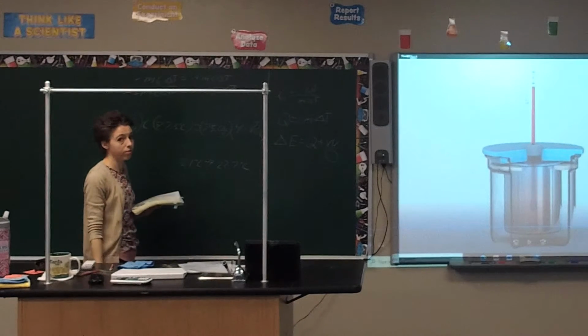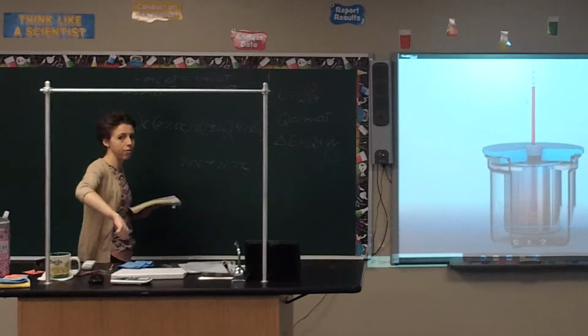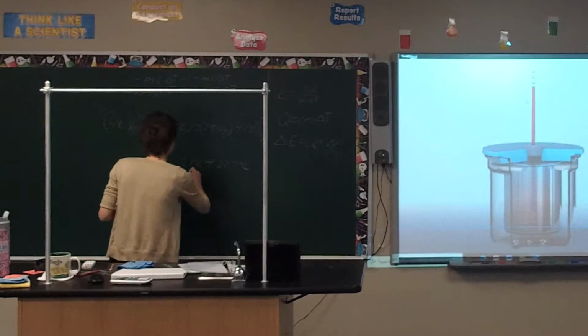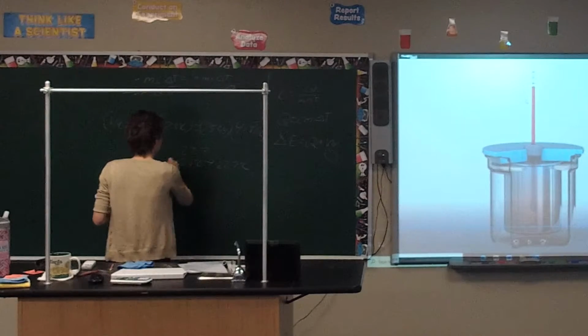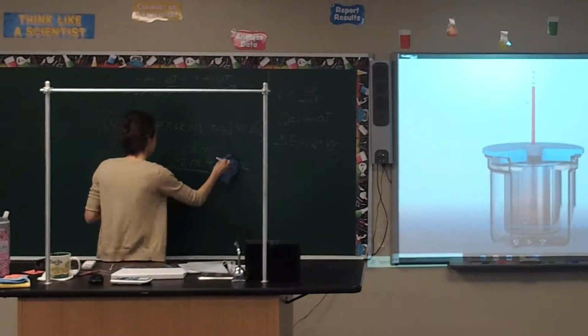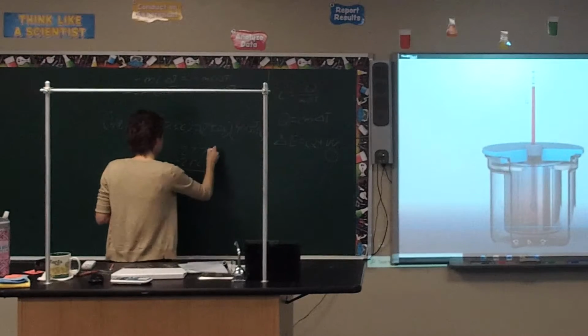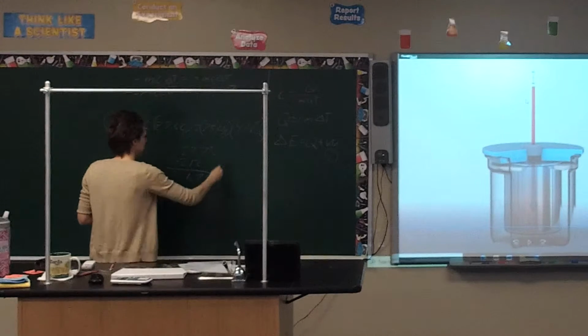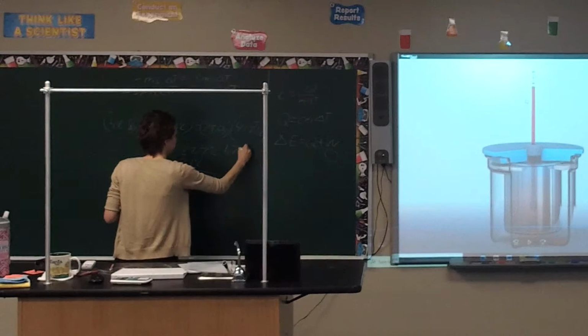Did it go up or go down? So should it be a positive or a negative temperature change? Positive, because it went up. So final minus initial, so 22.7 minus 21 degrees Celsius comes out to 1.7 degrees Celsius. So that's the temperature change. I'm going to write it down here because I'm out of room.